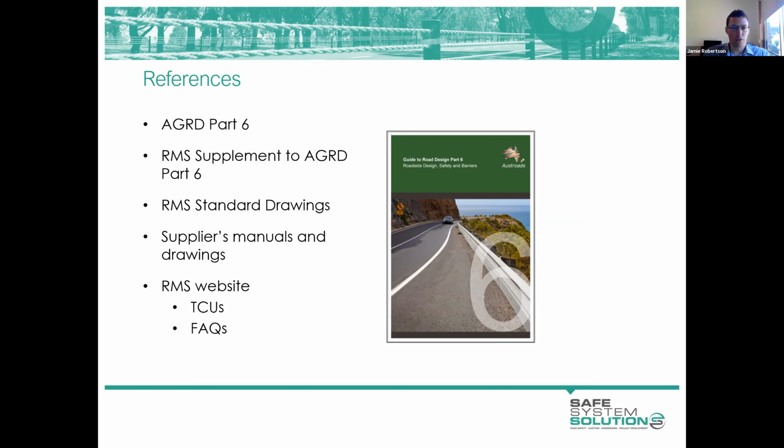Some of the key aspects of each barrier system are contained within the TCU documents that Evan would have spoken to you about yesterday, and you can find at the RMS website, but there is more to it, and you can find some of that information in the suppliers' manuals at their website, or pick up the phone and talk to your supplier. The website contains all of those TCUs. It also has a really useful frequently asked questions section, which provides some responses to some of the common questions around barrier design and selection.